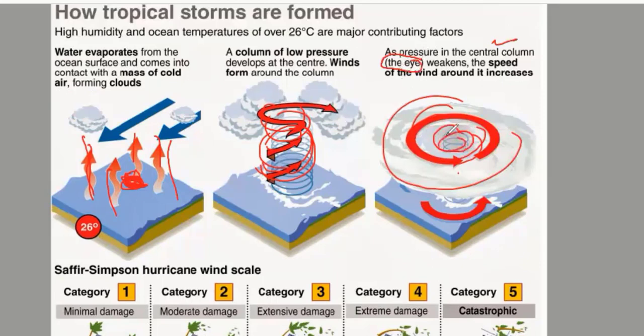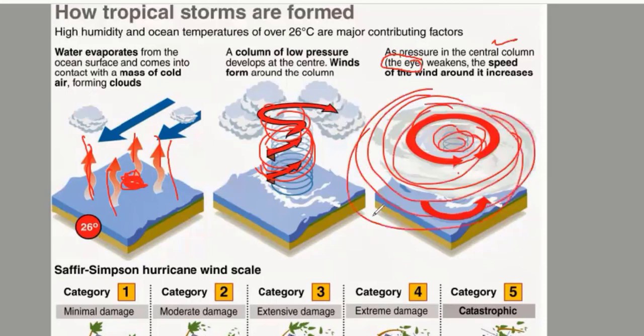This will also come in further notes. We'll see that one. So like this, the speed of the wind around it increases and it becomes more and more severe, and then it creates the cyclone, and the speed of the wind also increases. Got it?